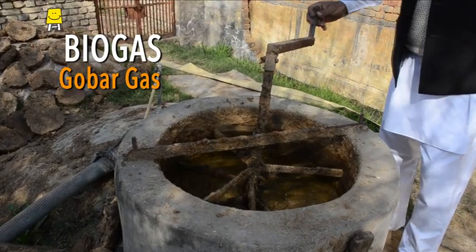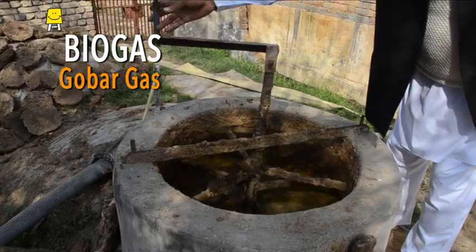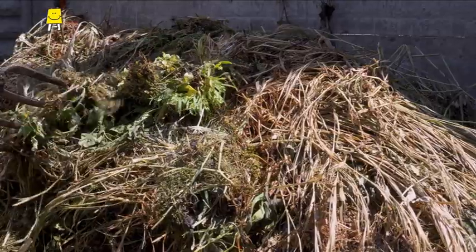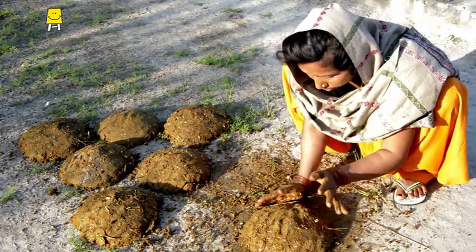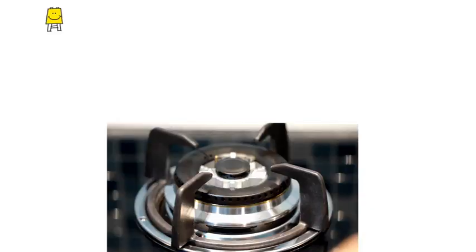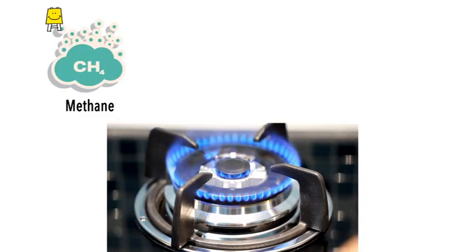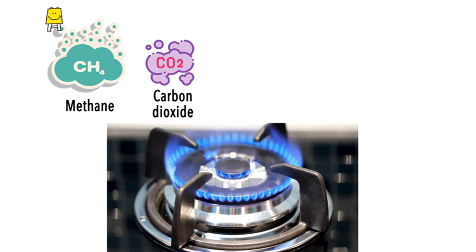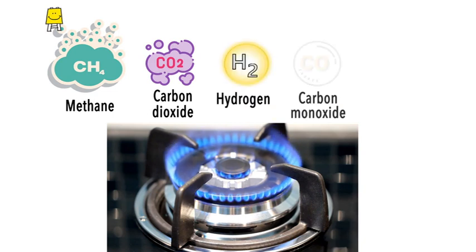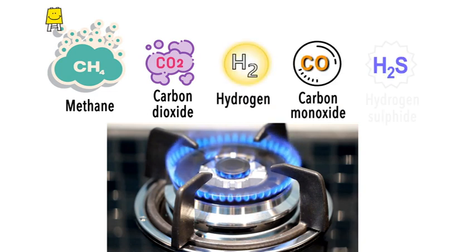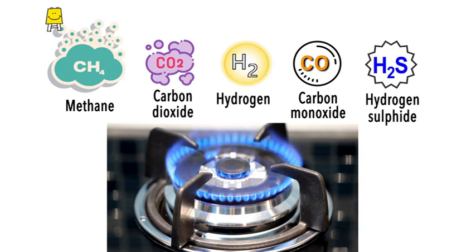Biogas, also called gobar gas, is produced by fermentation. Biogas is a fuel that is produced from plant and animal waste. It is a mixture of gases, mainly methane, along with carbon dioxide and small amounts of other gases like hydrogen, carbon monoxide, and hydrogen sulfide.